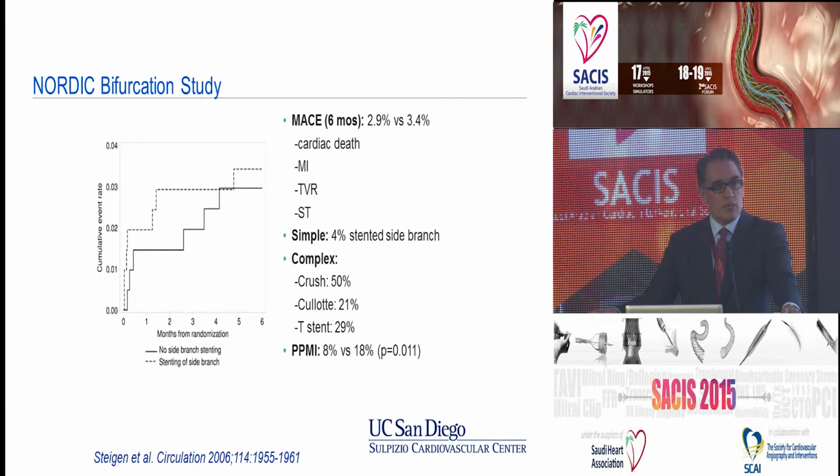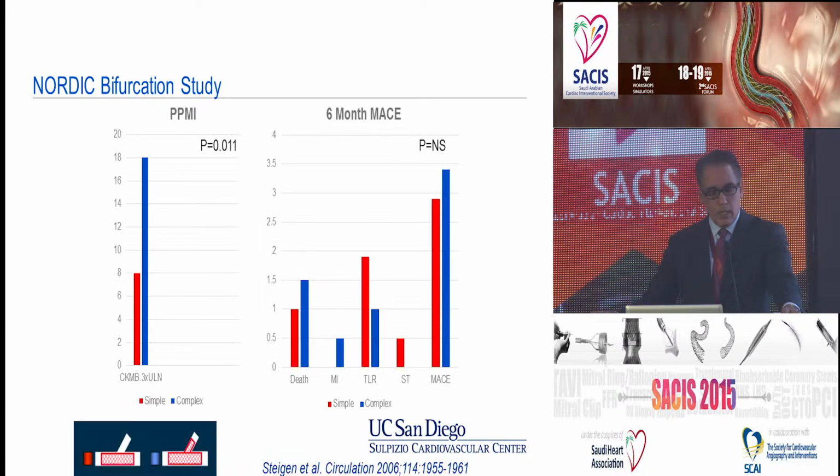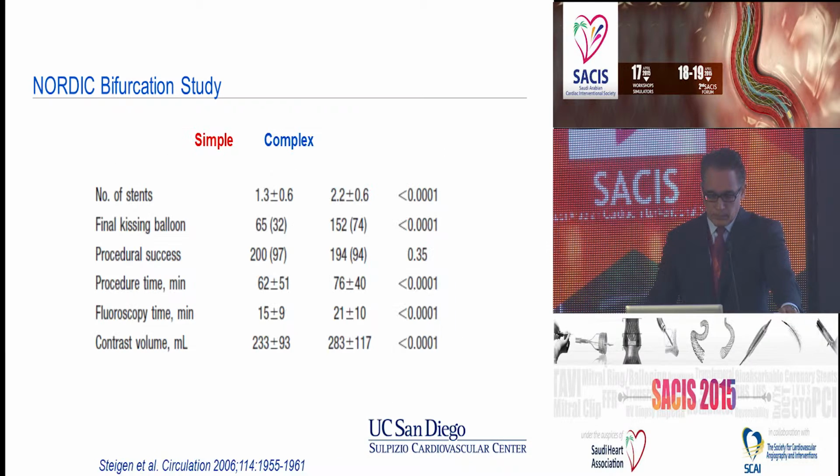But the big surprising finding was the peri-procedural MI rates were substantially higher in the two-stent approach. And I've shown that here graphically. So on the left is the price you pay, an 18% peri-procedural MI rate with the two-stent approach versus 8%, while on the right side you see the 6-month MACE events. All of the classic revascularization events and the combined MACE is comparable.